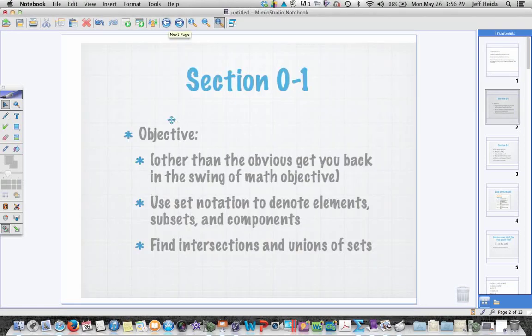Section 01, the objective, unstated, but I'm going to state it anyway, is to get you back in the swing of doing math. We're going to talk math, we're going to write math, and you need to be able to understand how to do that. So the real objectives for this first section are to be able to use set notation to denote an element, a subset, complements, supersets, that sort of stuff, and to find the intersections and unions of various sets. I don't expect you to remember what all of those words are right now, but by the end of this video, you should have a working knowledge of all of those terms.